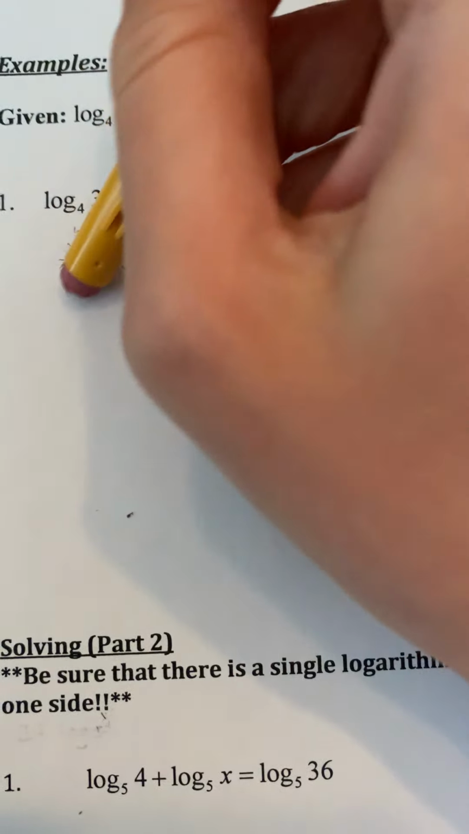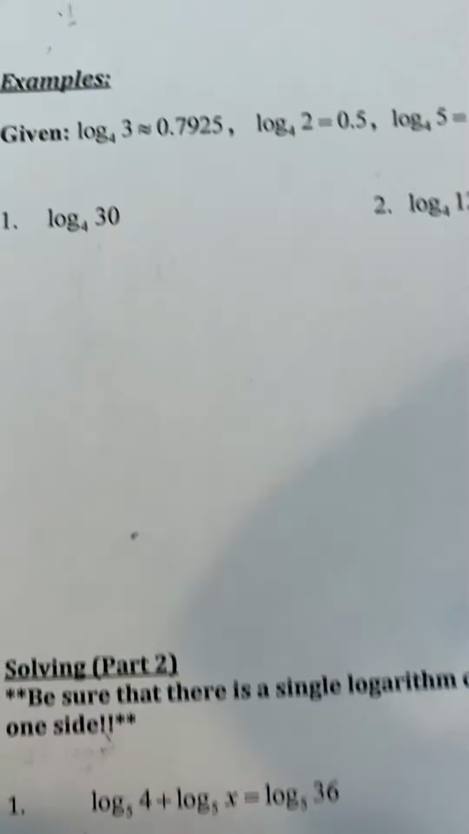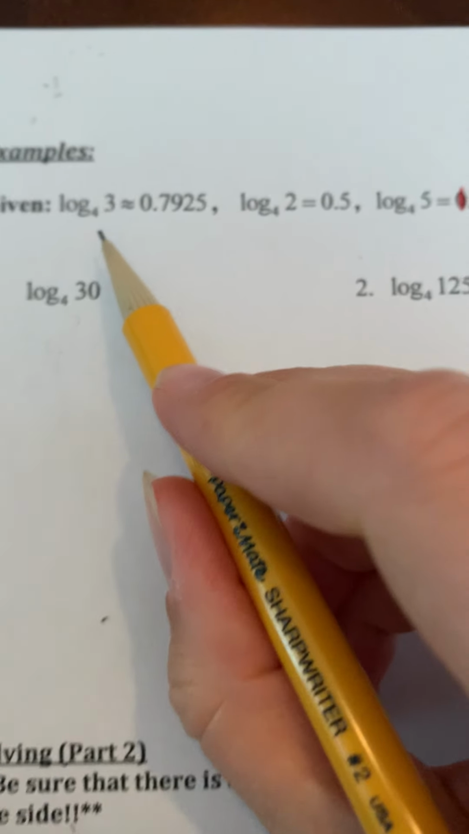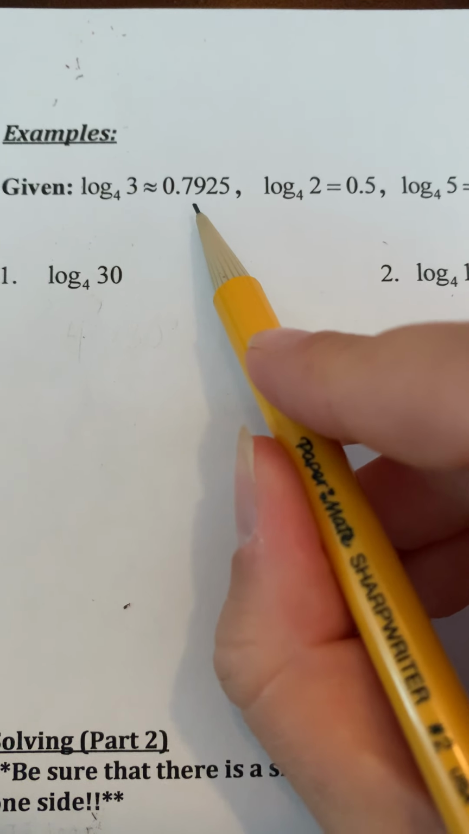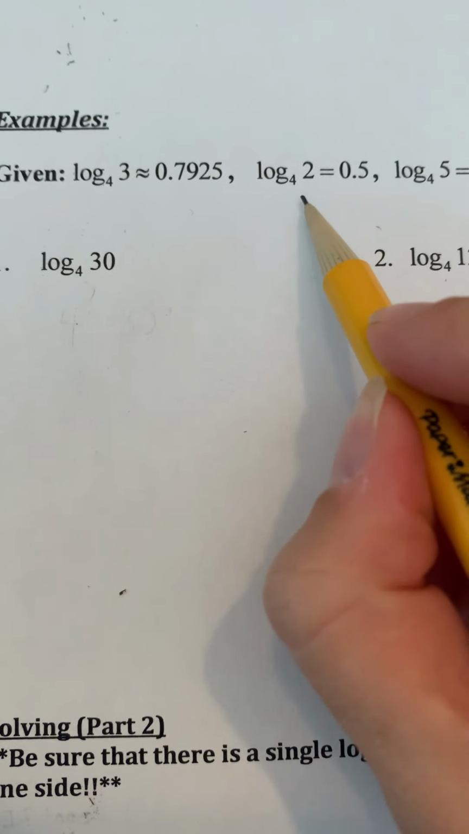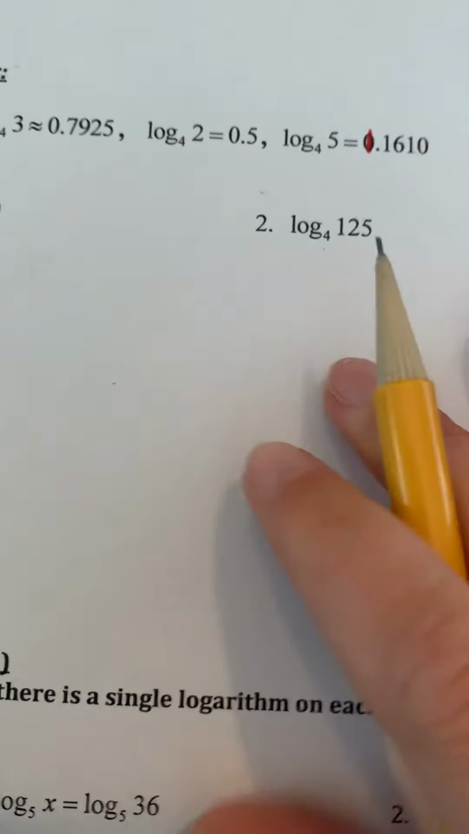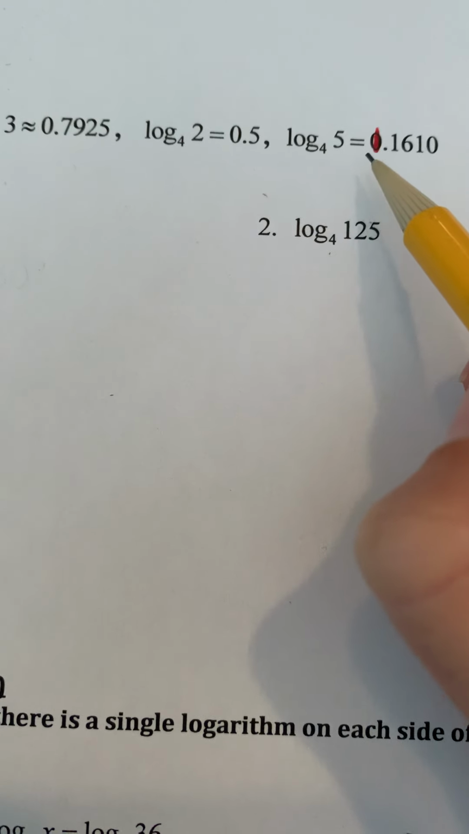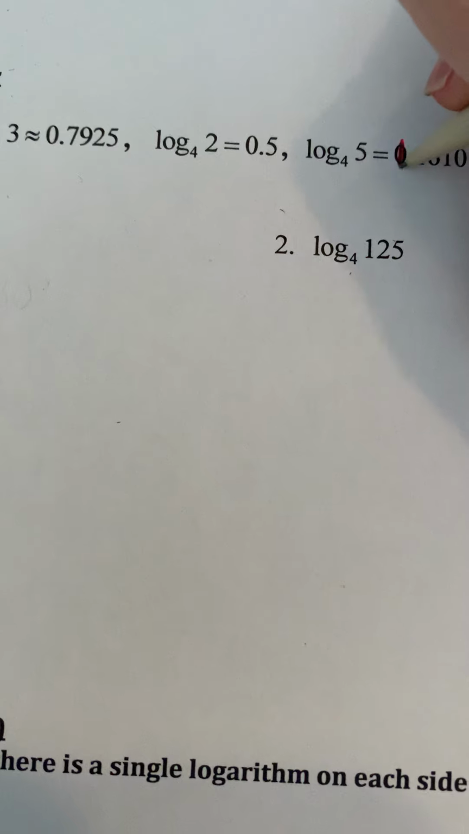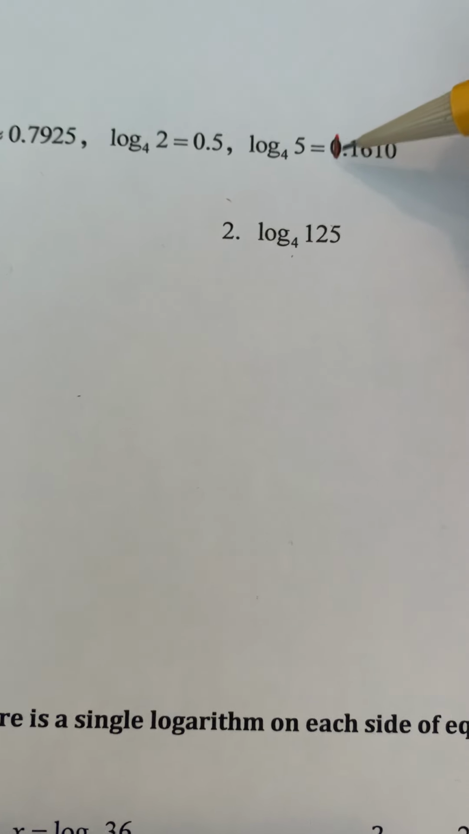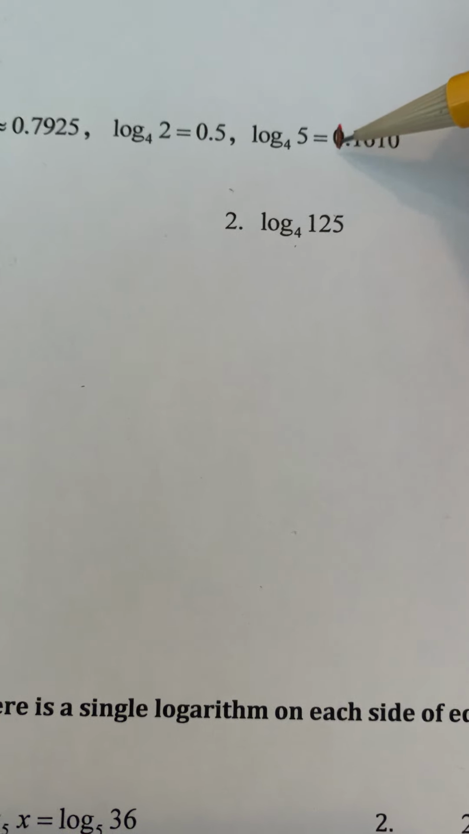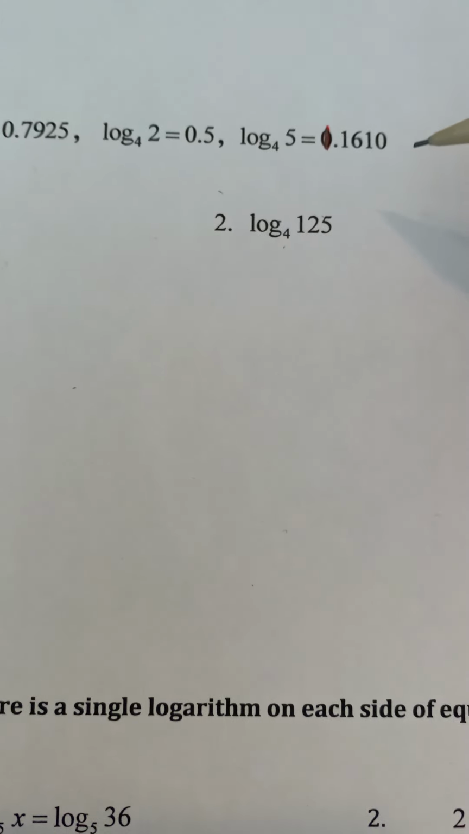So what we're going to use is the information they gave us, and that's by using the log base 4 of 3 is about 0.7925. The log base 4 of 2 is about 0.5. And the log base 4 of 5 is 1.1610. You may need to change that on your notes because it is a typo. So it should say 1.1610.